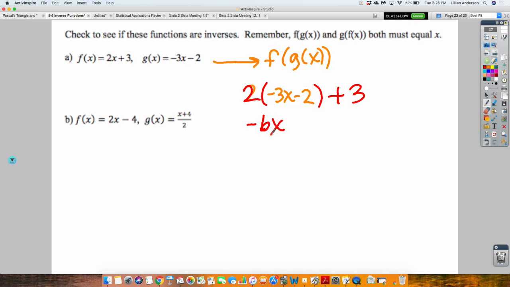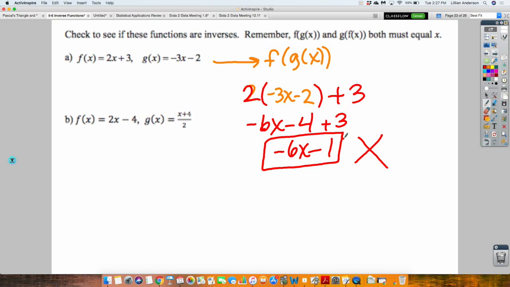So now I'm going to simplify this. When I distribute, this gives me a negative 6x minus 4 plus 3. When I combine like terms, what do I get? Does that equal x? Because it doesn't equal x, then those two functions are not inverses of each other. And you can stop there. Like it doesn't simplify down to give you x. Once you do the composite, it should equal x in order for them to be inverses. But if it doesn't, like this one doesn't, then they're not inverses of each other. It's literally just x, like the variable x.